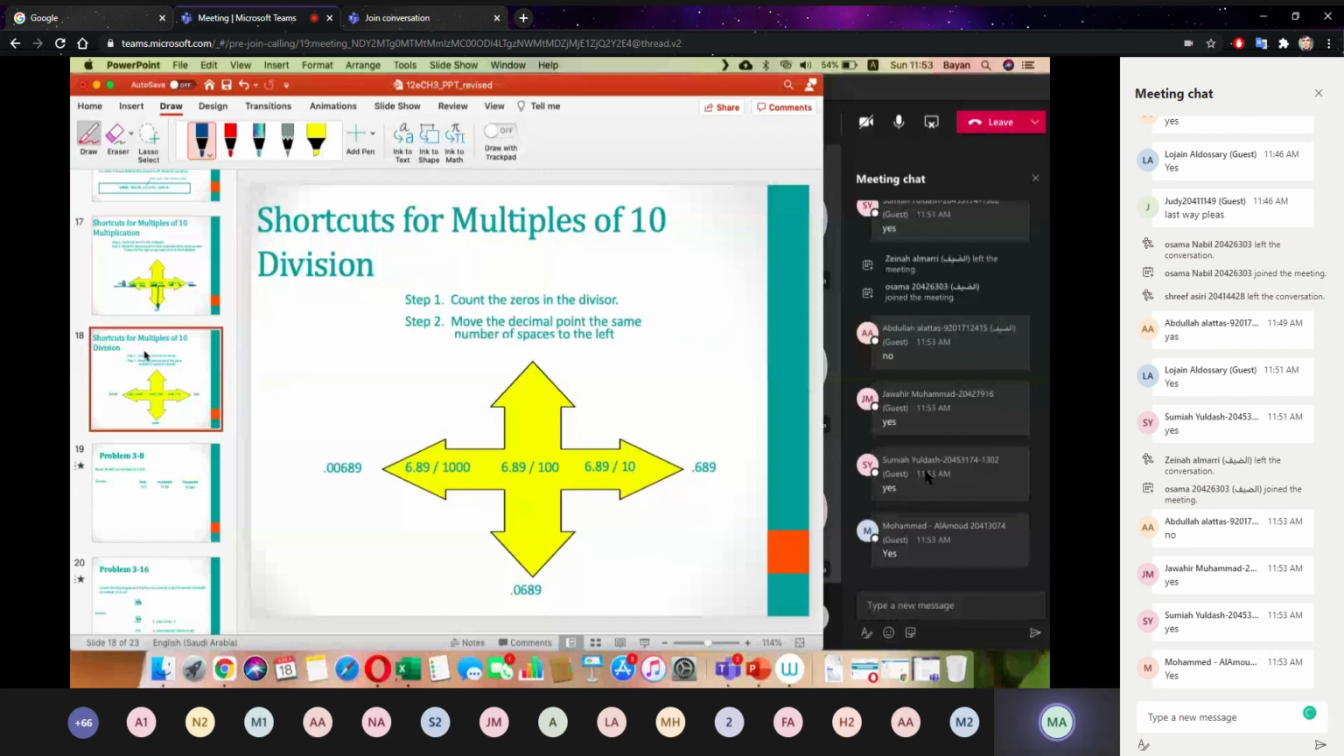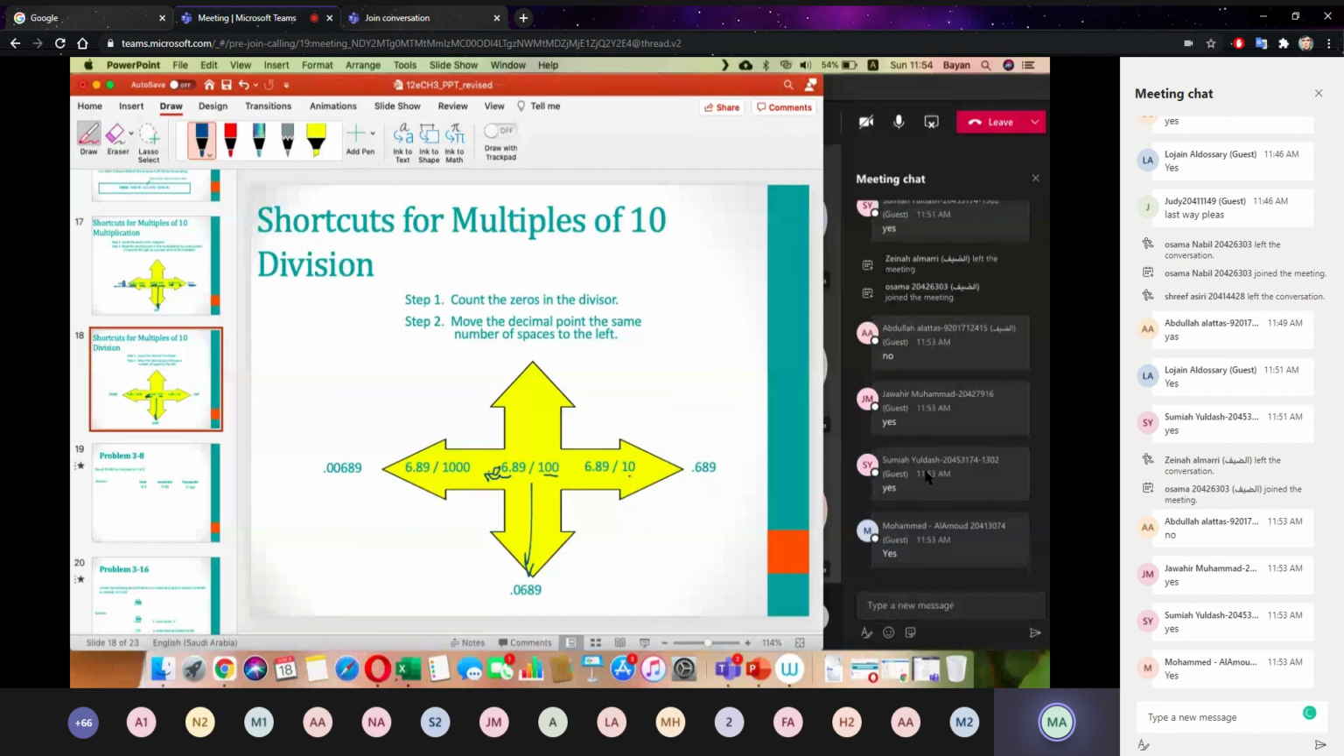Okay, now we have dividing. If you divide 6.89 by 100, here we have 2 zeros. In multiplying, we move the decimal to the right. But for dividing, we move the decimal 2 units to the left. That means you add 0 and you add the decimal point. So it will be 0.0689. Here we divide it by 10.